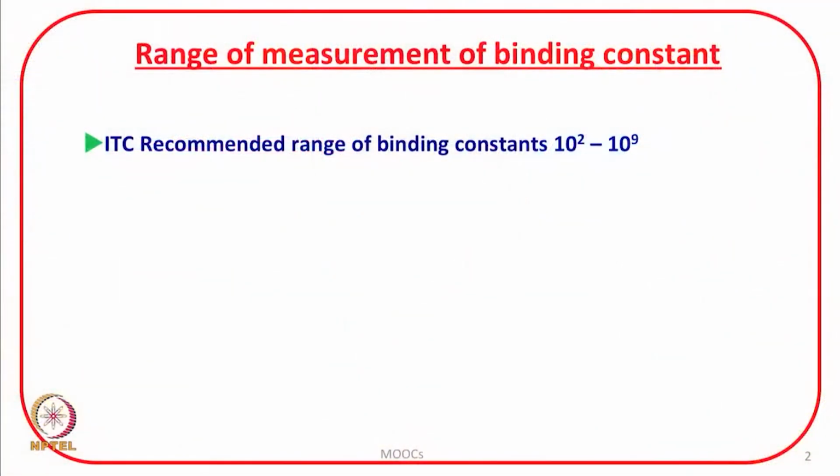But before that discussion, let us take a look at what is the range of binding constants that can be determined by different methods. Let us take a look at the slide. The recommended range of binding constants in isothermal titration calorimetry is 10 raised to the power 2 to 10 raised to the power 9. The binding constants which are less than 10 raised to the power 2 and higher than 10 raised to the power 9 cannot be very accurately determined by isothermal titration calorimetry.